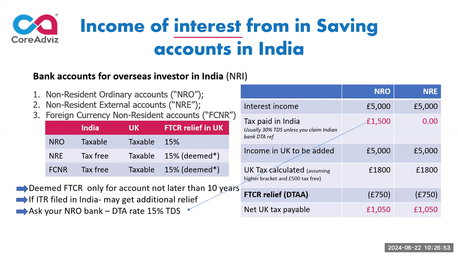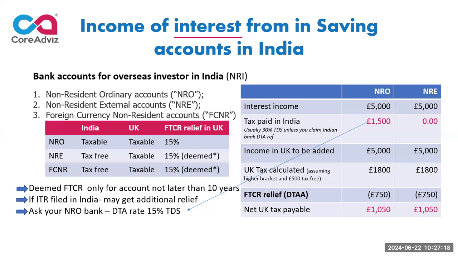But on the capital gain side or dividend side, whatever tax you have paid in India, you can claim FTCR subject to the maximum limit of UK tax. Suppose UK tax is coming to £100, and you have paid £120 in India as tax, you can claim only up to £100, which means your UK tax payable is 0. Okay, thanks. I think that would be helpful.